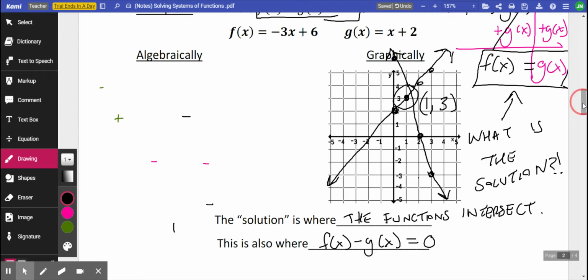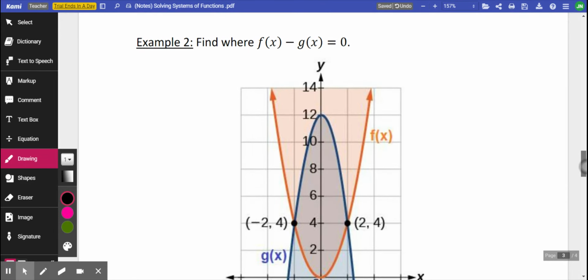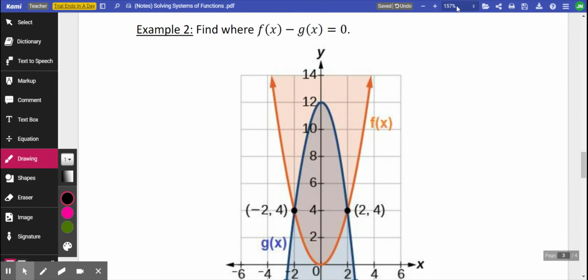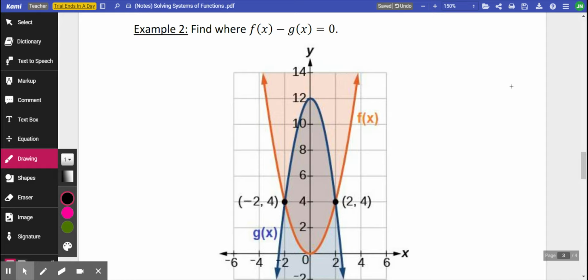So now that we know what they're asking, most of the time they'll give you something that already has a graph. For example, something like this. Let's say you want to figure out the point of intersection, in this case where f of x minus g of x is equal to 0. We know that this is just another way of saying where the functions are equal to each other, right? That's just asking you, where are the solutions? Where do the functions cross each other?